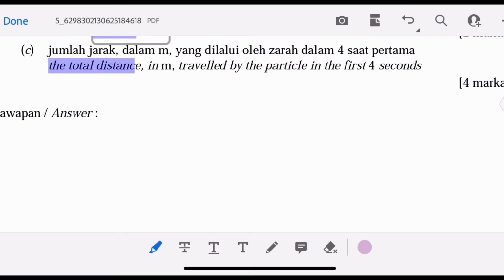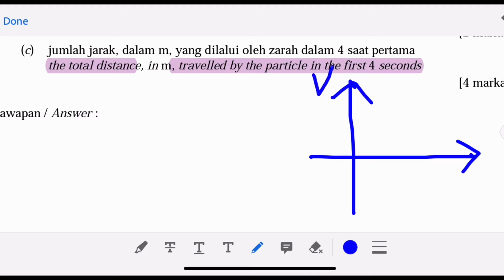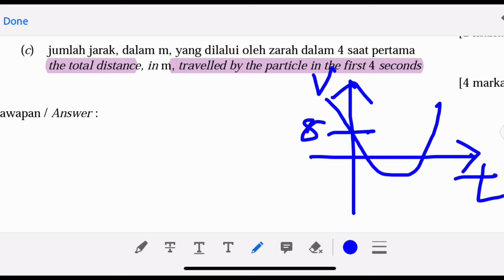Total distance traveled by the particle in the first 4 seconds. To answer this question, you need to sketch the quadratic function for the velocity v against the time. So let's sketch. This one is 8 meters when t is 0, and we have the minimum velocity here, which is -1 here. This is 3, right?